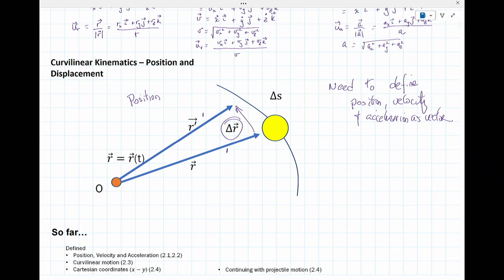Now you can see that that's not a really good description of the path, but it gets to be a really good description if I use smaller and smaller displacements and times. So the displacement is just delta r. And delta r is just going to be r prime minus r. But remember, these are vectors, so there's a lot of information in there.